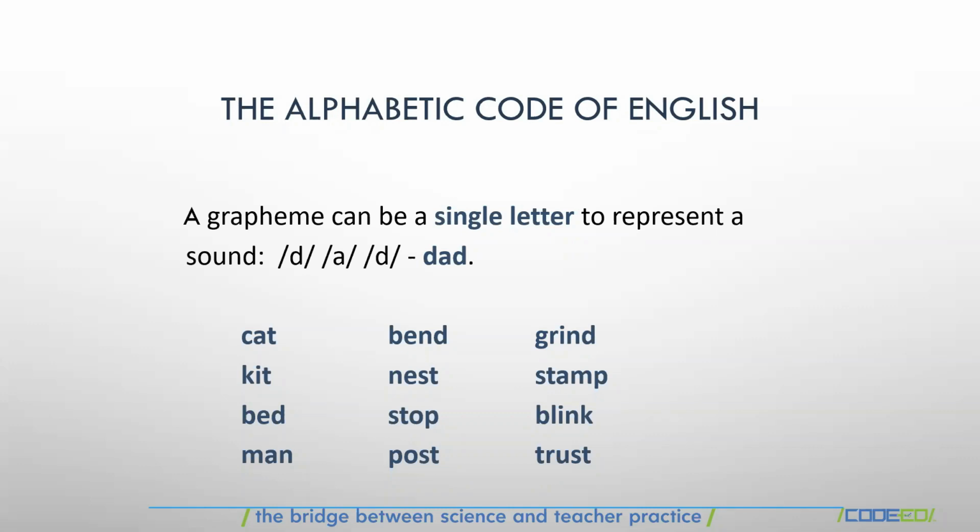So you can use a single letter to represent a sound. So a word like dad, you can write each letter with 1 sound. And all of the words that you see on this screen, every letter represents a single sound. So stamp is s, t, a, m, p. Man is m, a, n. Sometimes that's called the simple code, because it's only 1 letter for 1 sound.